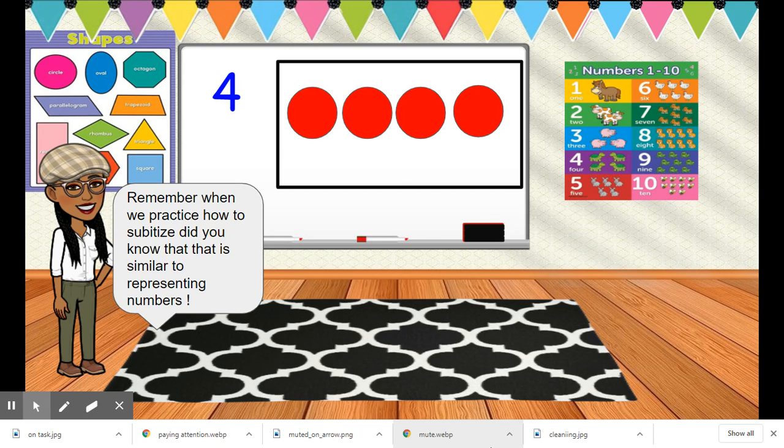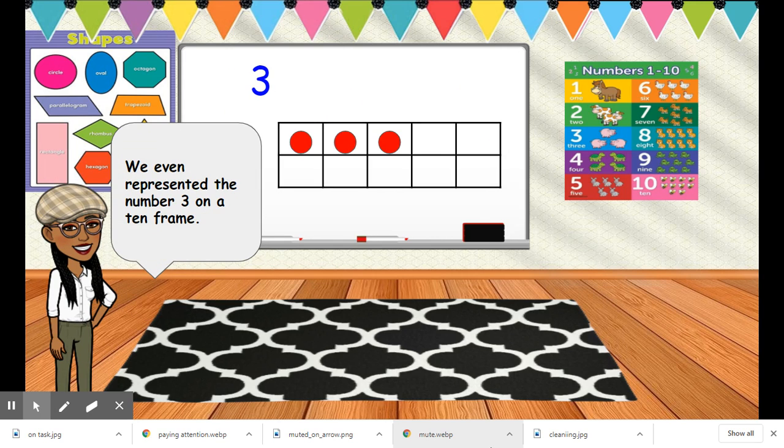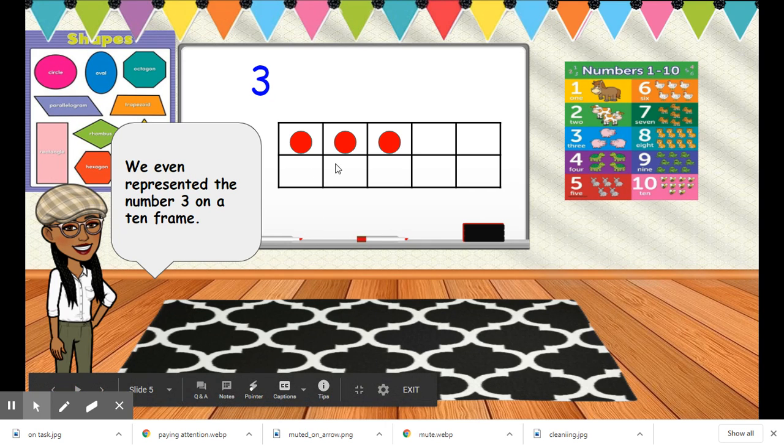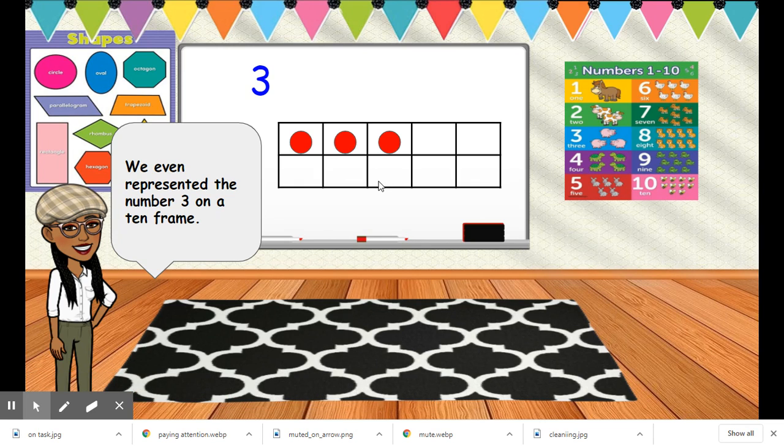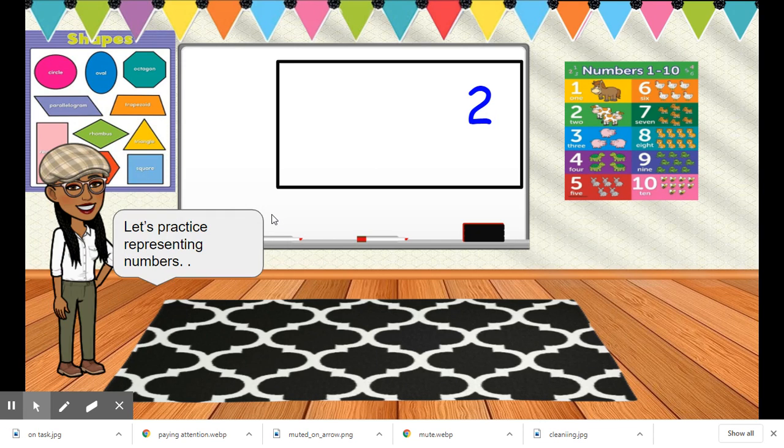Now, did you know that supersizing was the same as representing numbers? Yes, when you supersize, you're representing numbers. You're showing how many or how much a number is. So let's look at this one. We even represented the number 3 on a 10 frame. And remember, a 10 frame is a frame that has 10 boxes. That's why it's called a 10 frame. And we represented the number 3 because there are 1, 2, 3 counters on a 10 frame. All right. So now let's practice representing numbers.